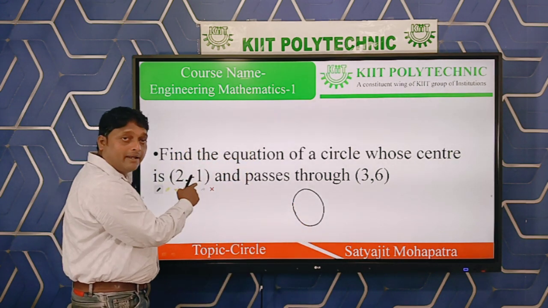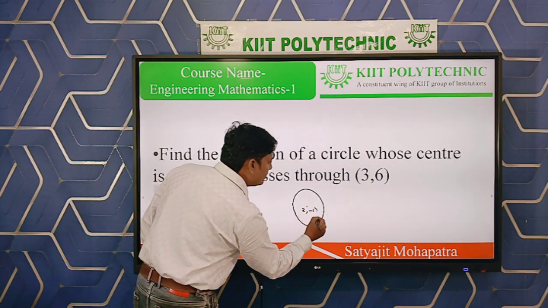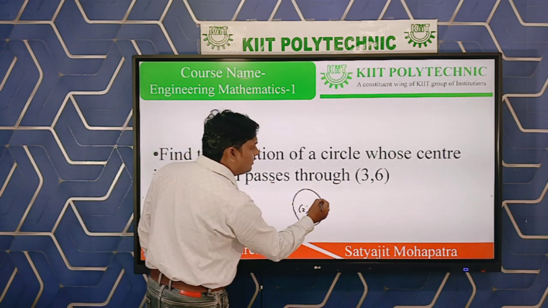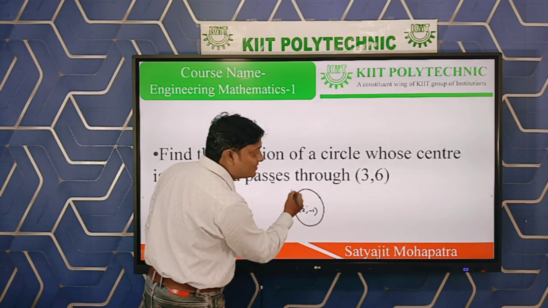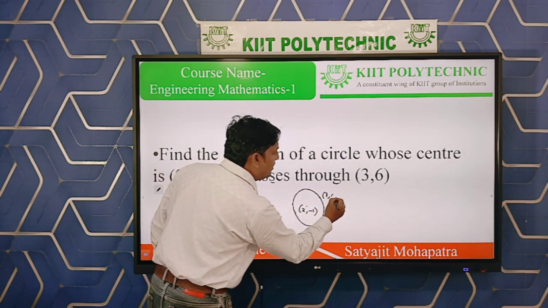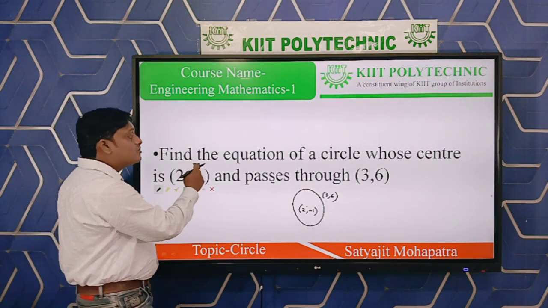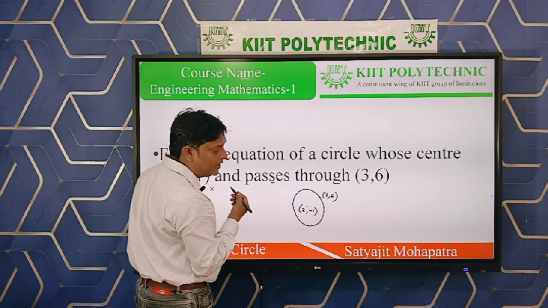The center is given as (2, -1), so put the center at the middle, that is (2, -1), and the circle passes through a given point. Suppose the point is here on the circumference of the circle. Let it be (3, 6). You are being asked to find the equation of the circle, with the center given and a point it passes through given.